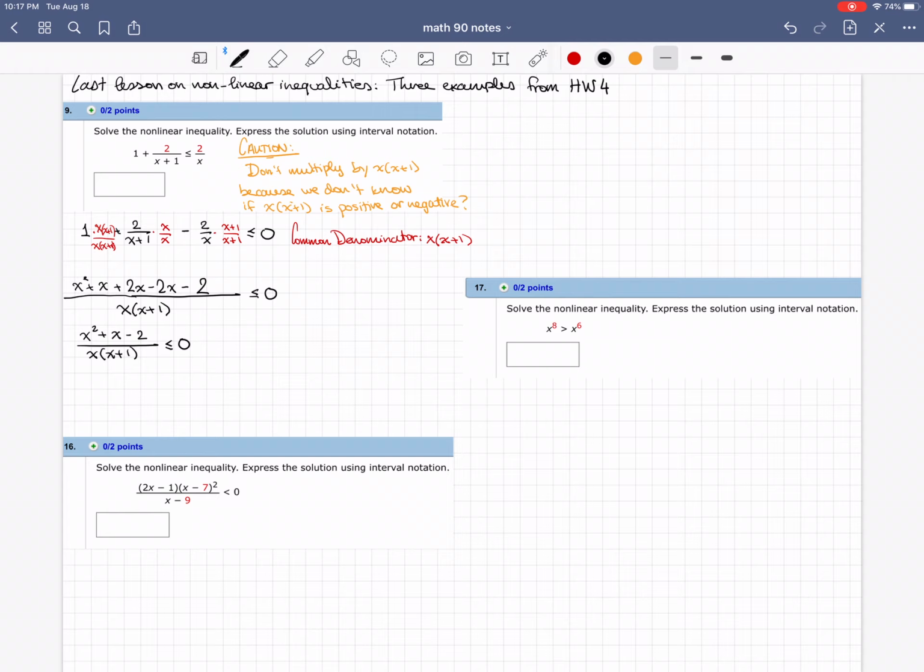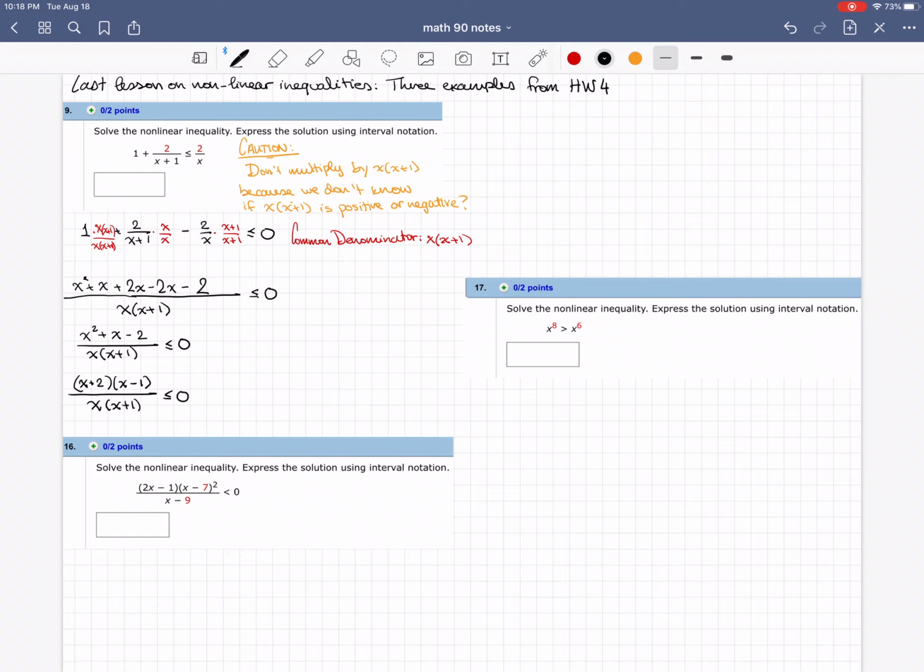And in this case, you'll notice that x squared plus x minus 2 factors. So that's what we're going to do. What I highly recommend is pause the video right now, try factoring it on your own, and then start the video back up again to see if you were able to factor it completely. All right, let's start back up again. So we have x squared plus x minus 2. That factors into x plus 2 times x minus 1 over x times x plus 1.